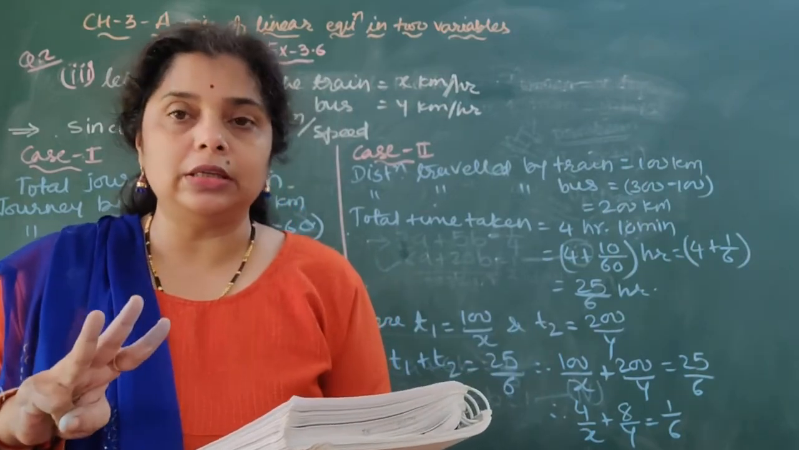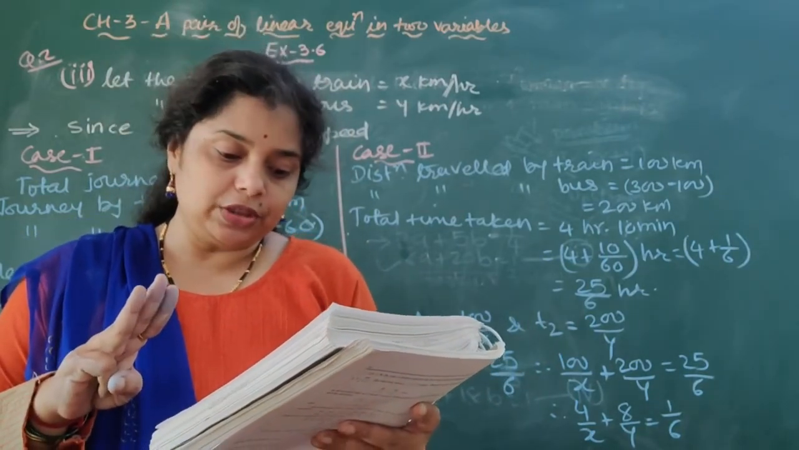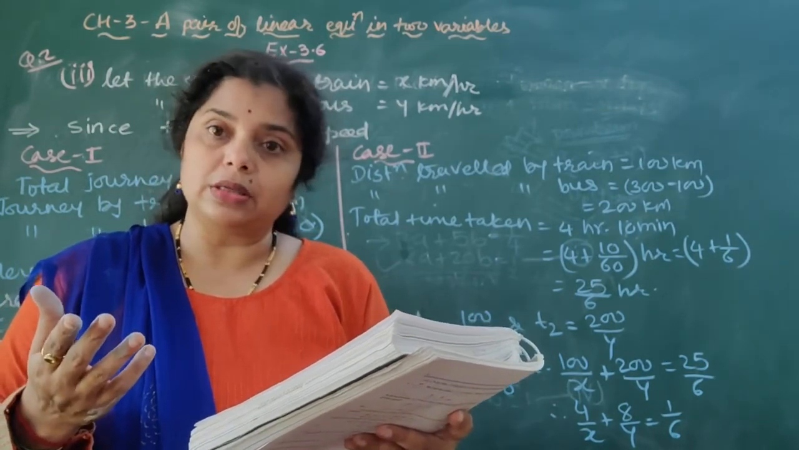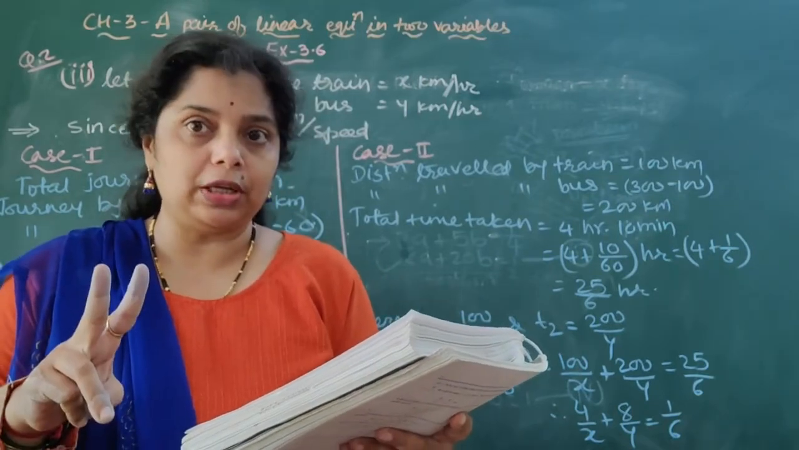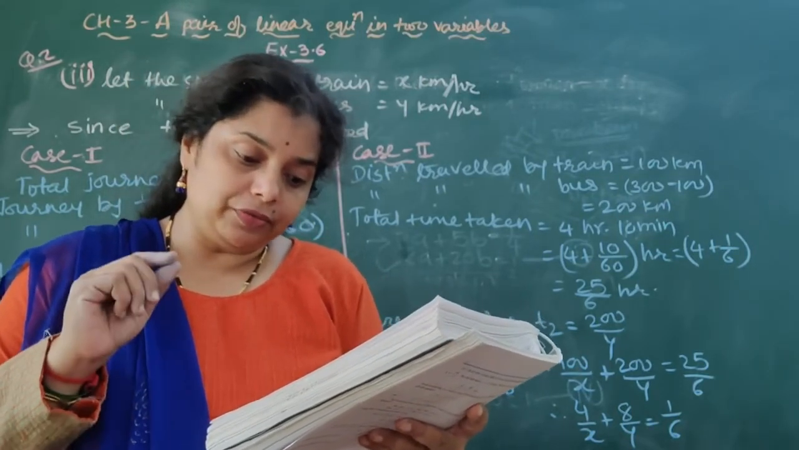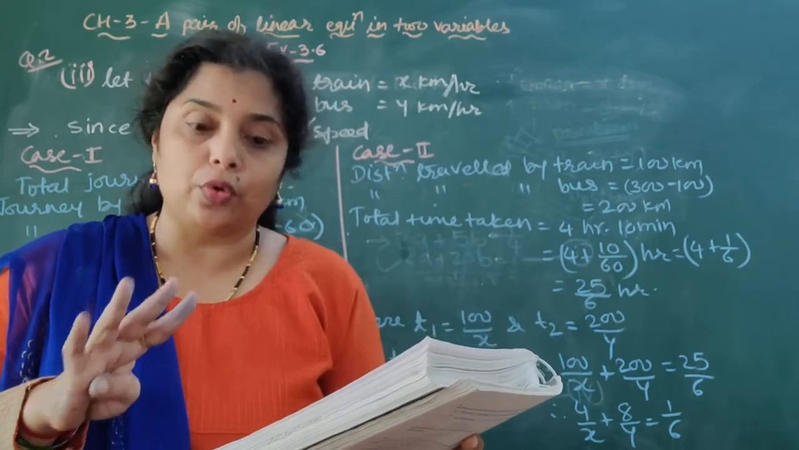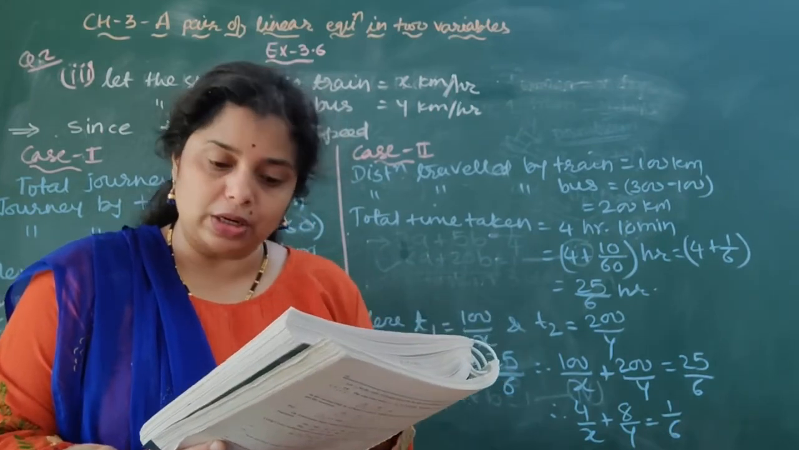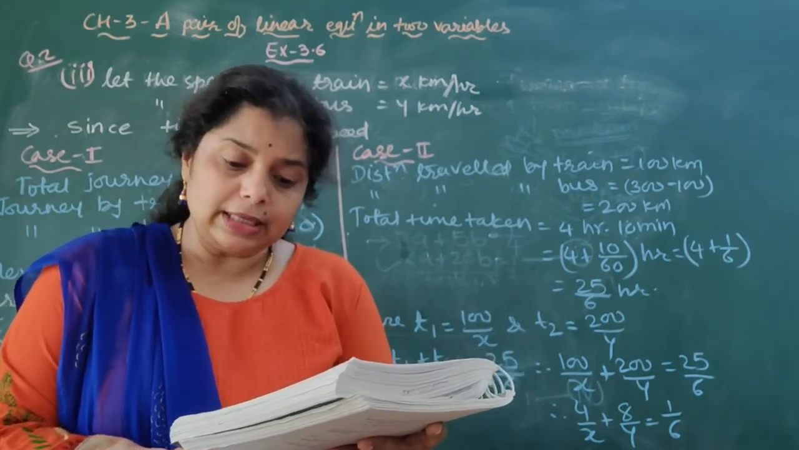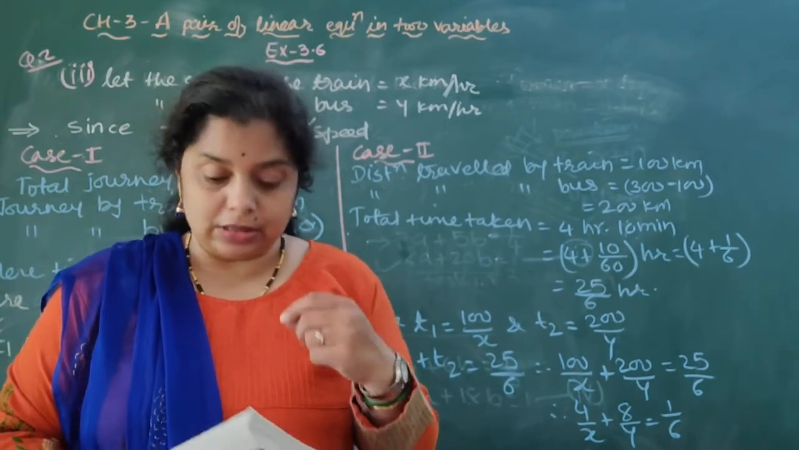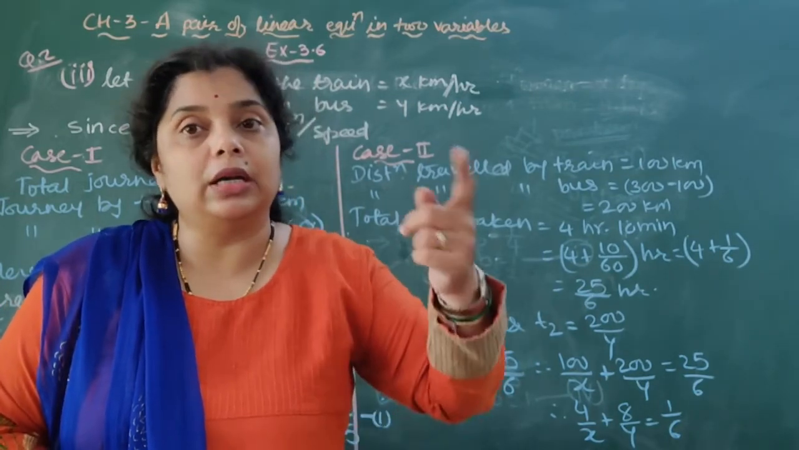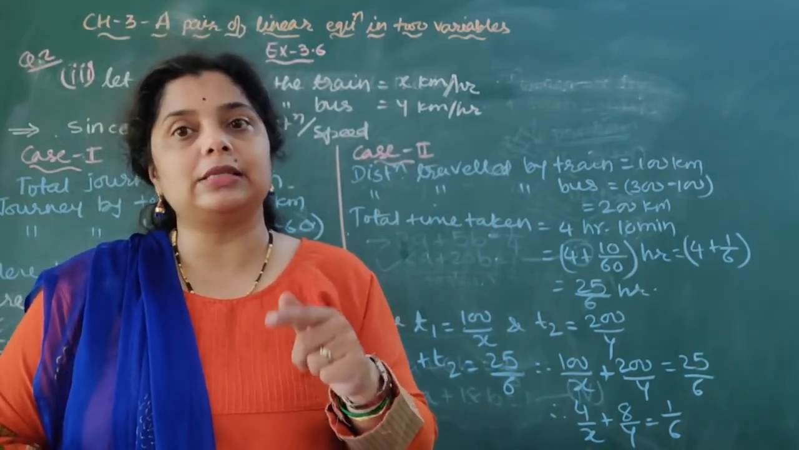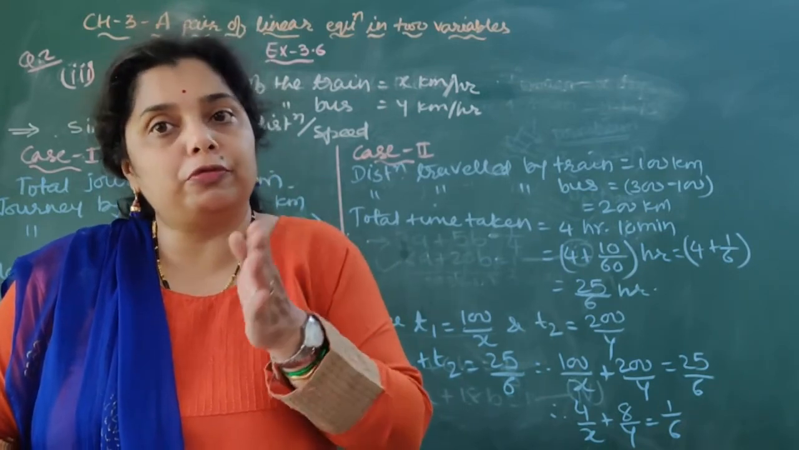So total 300 km she travels, and if she travels 60 km by train and the rest by bus, the rest means 300 minus 60 is 240. So if she does this, then it takes 4 hours. If she travels 100 kilometers by train and the remaining, means 200, by bus, it takes 10 minutes longer. 10 minutes longer means than the earlier one. In the first case it takes 4 hours, and in the second case 10 minutes longer means more than 4 hours.